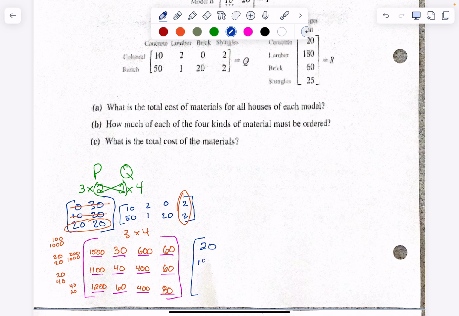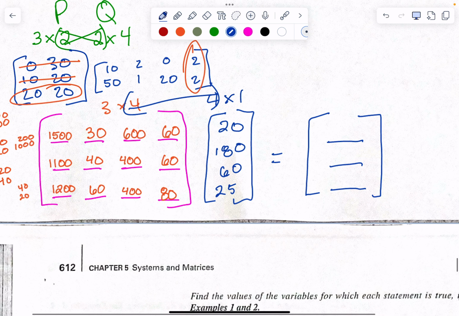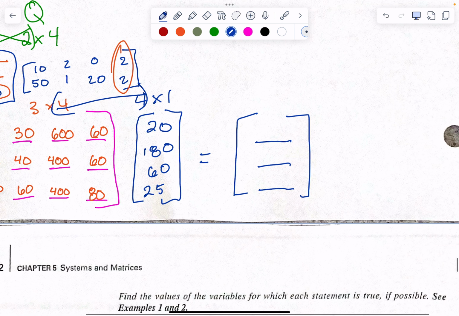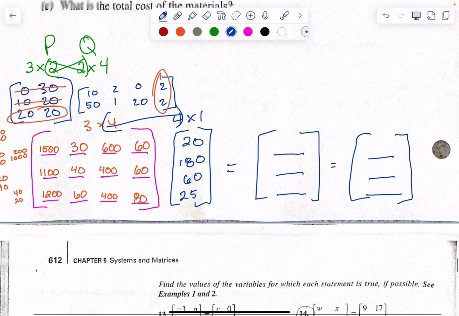20, 180, 60, 25. It is a 4 by 1. So this is really nice, it will end up being a 3 by 1. Right? So I've got 1, 2, 3 by 1, right? And this is going to take a little bit of time. I'm going to draw 2 matrices.